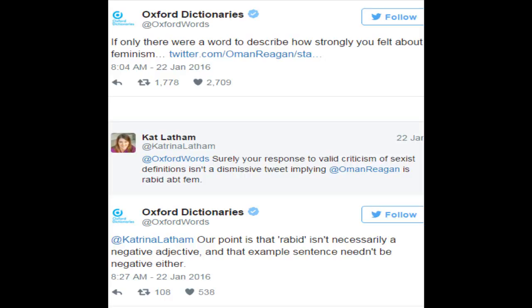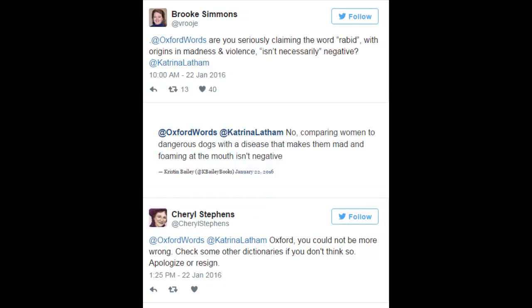And then Oxford's reply to her: "Our point is that rabid isn't necessarily a negative adjective, and that example sentence needn't be negative either." I completely agree. Rabid should not be a negative word. It should just be a synonym for passionate. She says, "Are you seriously claiming the word rabid, with origins in madness and violence, isn't necessarily negative?" I didn't realize that it had origins in madness and violence. I mean, I guess rabies stems from rabid, I believe, doesn't it? Yes. So, kind of see where she's coming from.